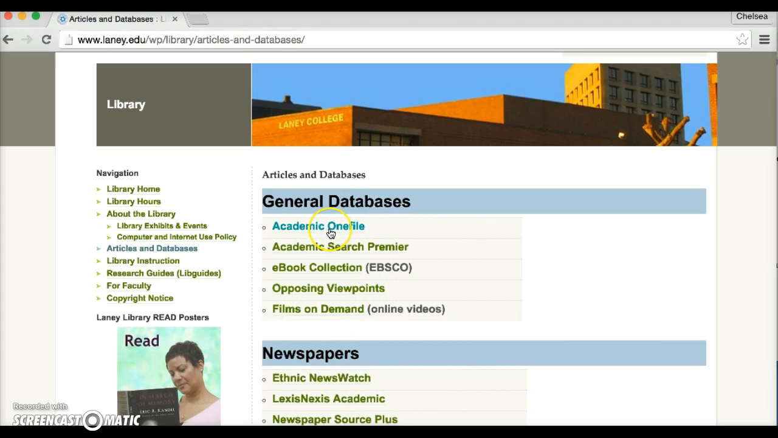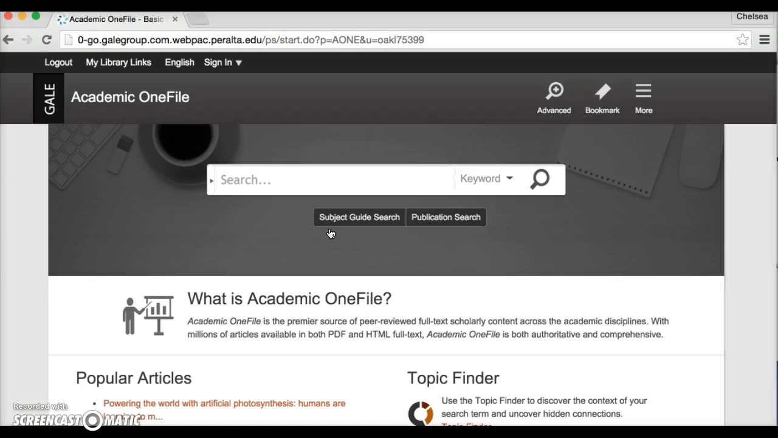So I'm going to go into Academic OneFile. When I click on that, it's actually going to prompt you to put in your last name and your student ID number. So you need that information to be able to log on from home. But I already did that, so the computer remembered my login information.